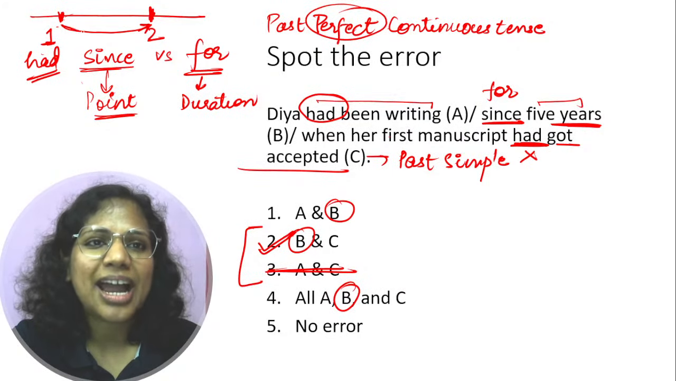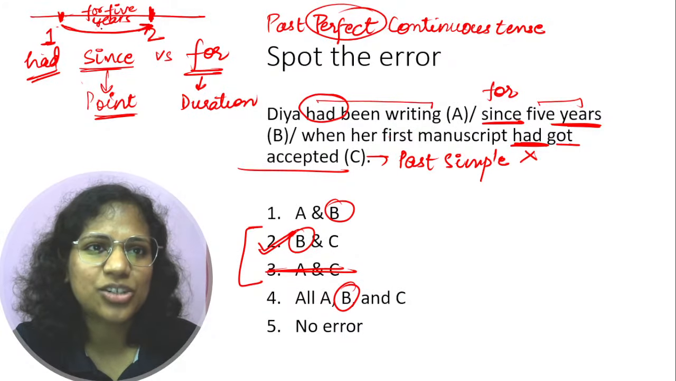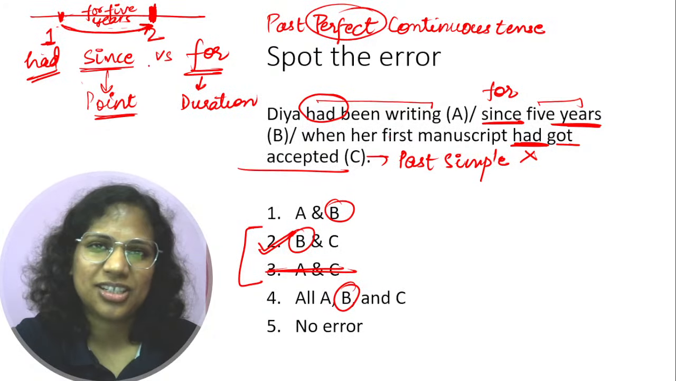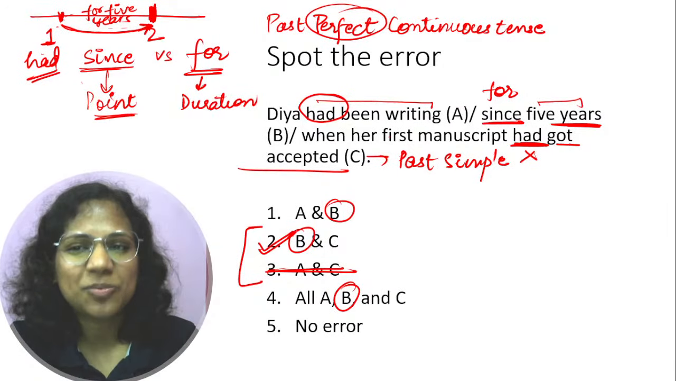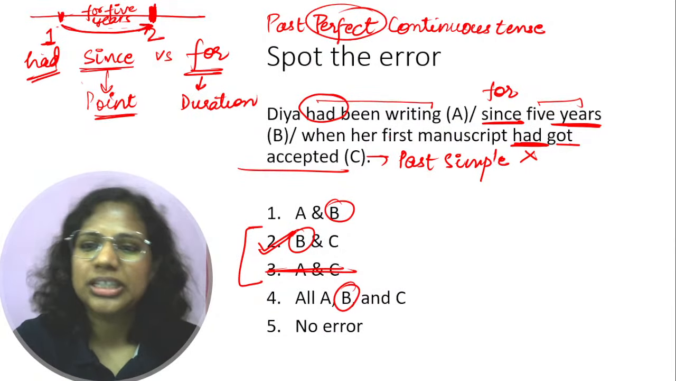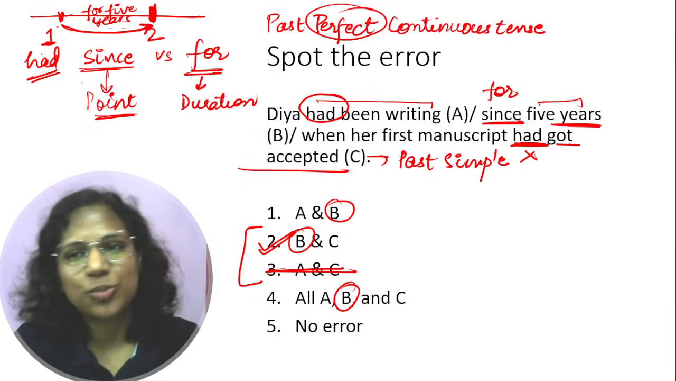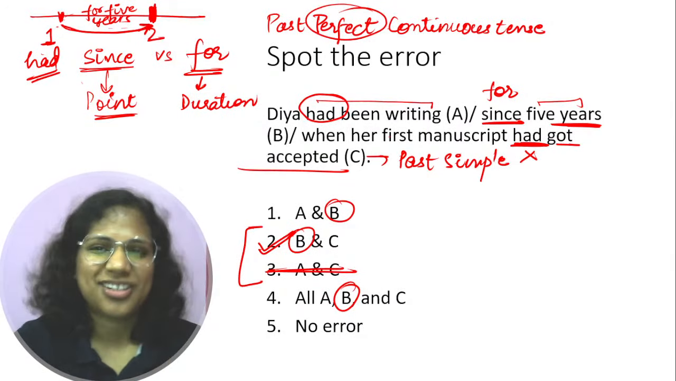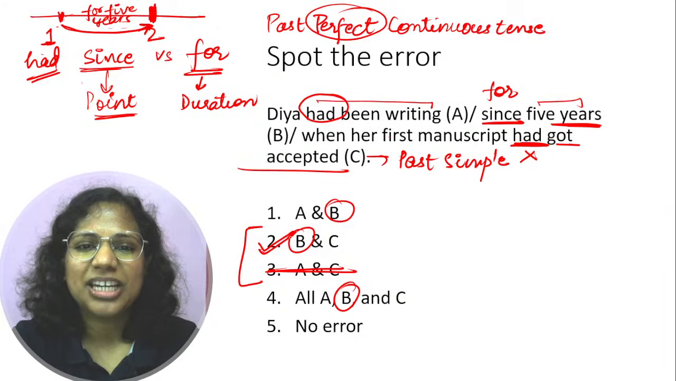So Diya had been writing for 5 years. So this duration is 5 years. Diya had been writing for 5 years when her manuscript got accepted. Okay, I hope this makes sense. 2 is the answer. Good, Deepti. Okay, it should be got accepted. Correct, Prachi, it should be 4. Okay, so B and C.